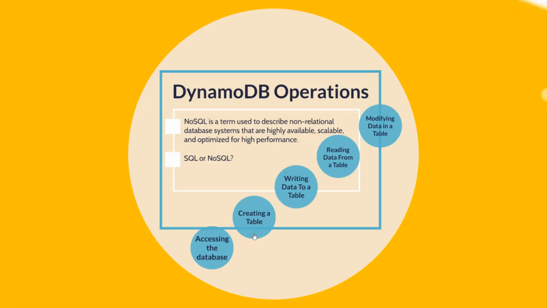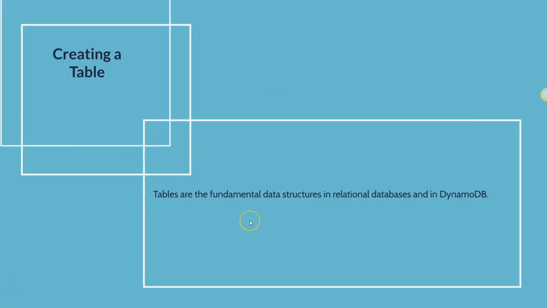Now we will talk about creating a table, writing data to table, reading data from table, and modifying data in table. So now what is table? Tables are fundamental data structures in relational database and in DynamoDB. A relational database management system, that is RDBMS, requires you to define the table schema when you create it.